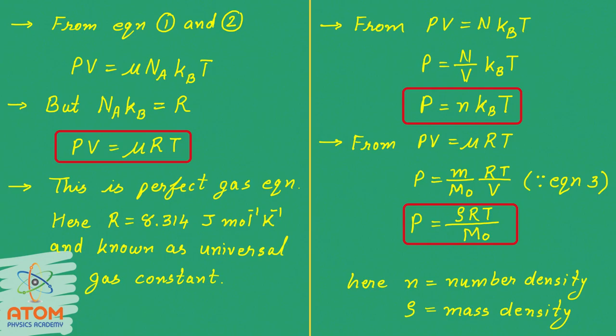One more thing, from the PV is equal to mu RT equation, we can write, see, mu is m upon m0 as per equation 3. So in place of mu I am writing m upon m0, and so this equation becomes P is equal to m upon m0 RT upon V. But here m upon V can be written as density rho. So the equation becomes P is equal to rho RT upon m0. Remember, this rho is mass density.